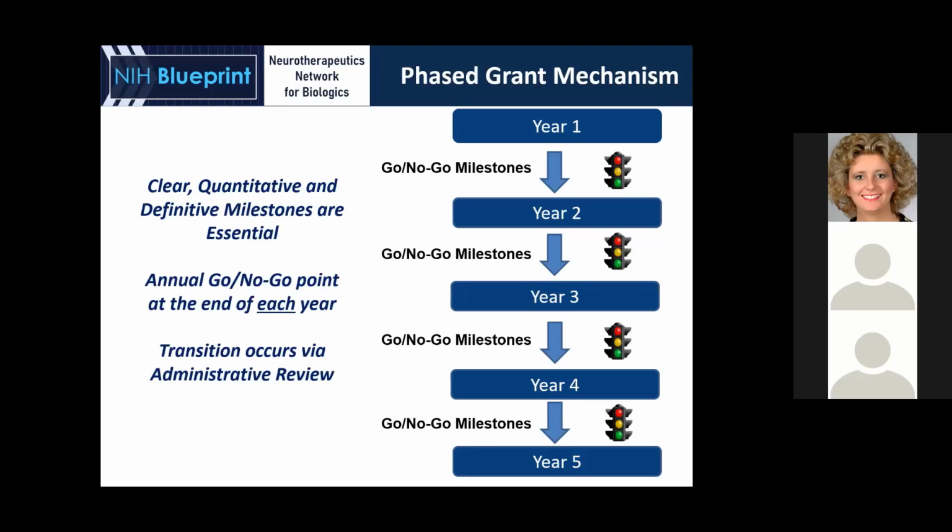Annual go, no-go points at the end of each year occur and are evaluated via an administrative and external consultant review. And so transition from a UG3 to a UH3, depending on which year you start, is tantamount to your success. And of course, there is an expectation that there is attrition of projects that go through and do not meet their milestones.